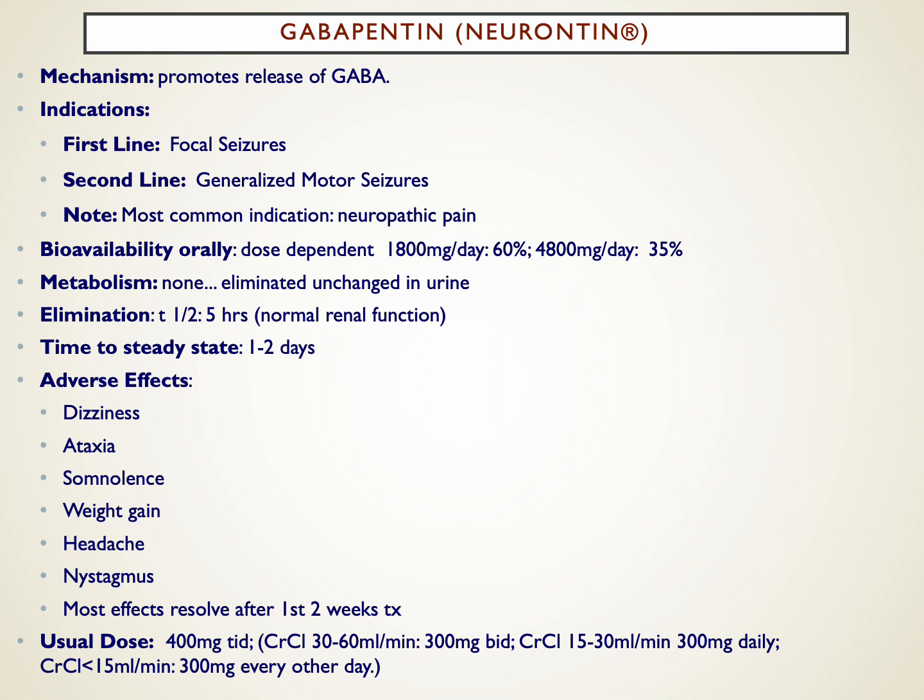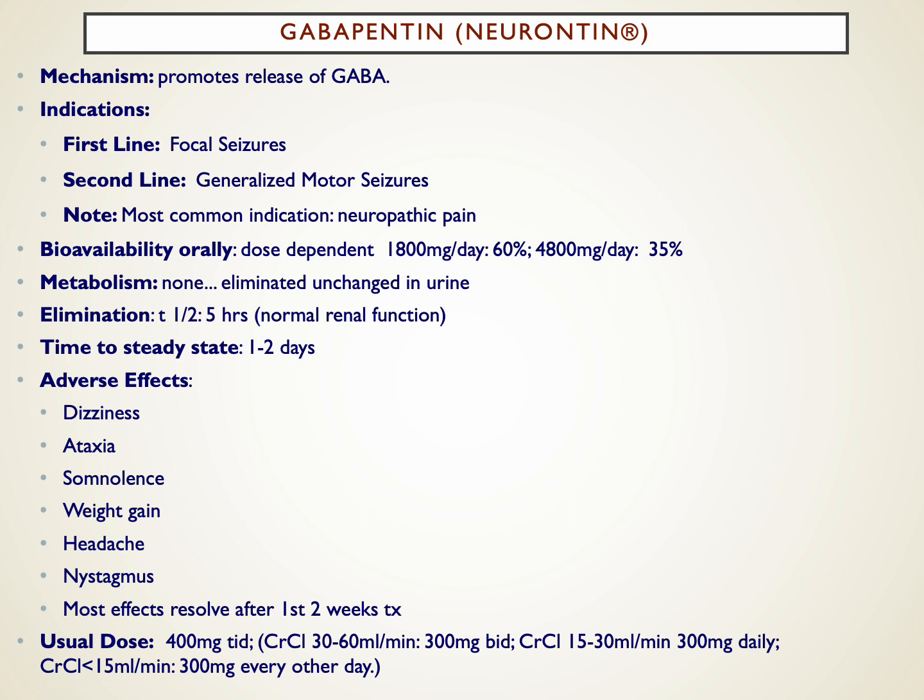Interesting agent, gabapentin or Neurontin. This is an agent that works primarily at affecting GABA, promoting release of gamma-aminobutyric acid. It is considered a first-line agent for focal seizures, although I'll tell you honestly, I don't see its use in seizures very often. Most often, it is used as a second-line agent in generalized motor seizures, again, not commonly, particularly not commonly as monotherapy for seizure activity.